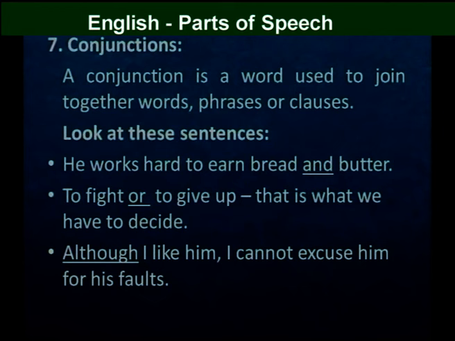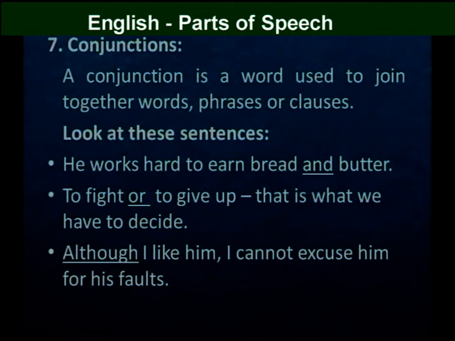And if we move on to the third sentence, although I like him, I cannot excuse him for his faults. So, although is a word, it joins two clauses. I like him, I can't excuse him for his faults. So, two clauses are there and these two clauses are joined together by the conjunction although.